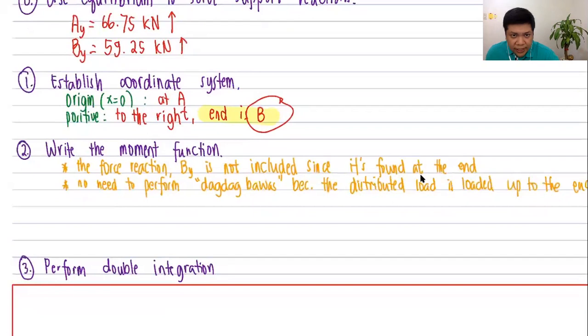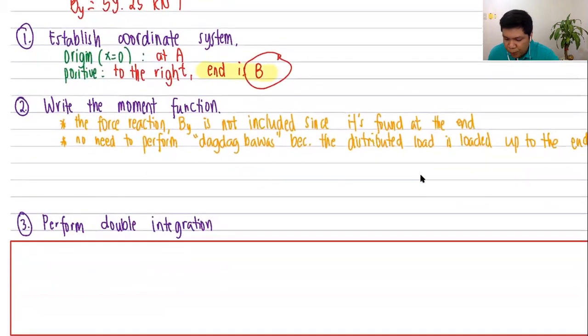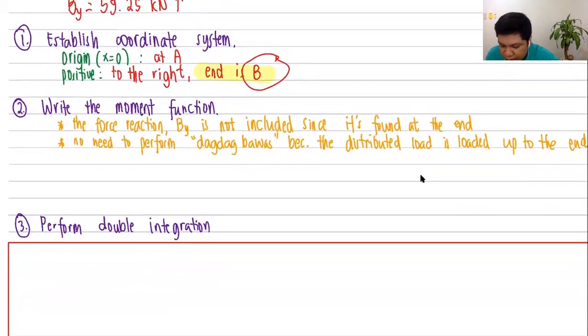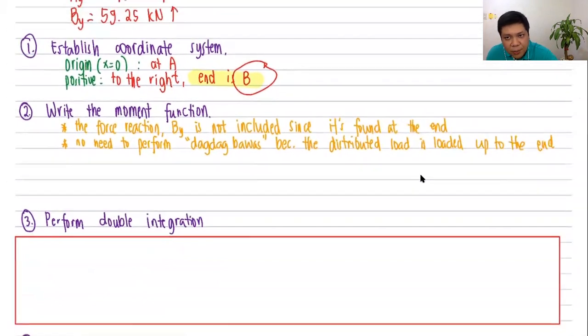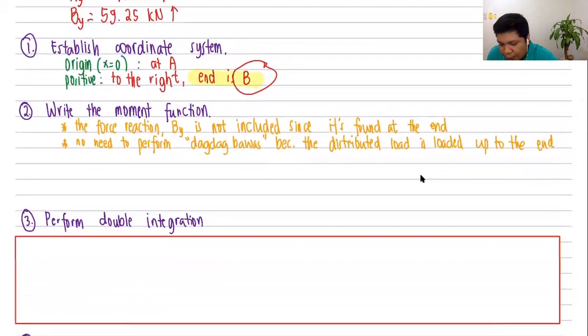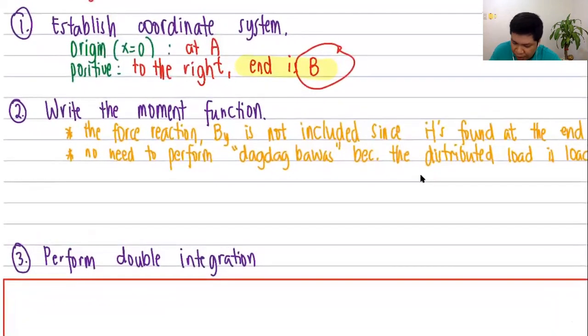Then, look at the second reminder. Do I need to perform dagdag bawas? I actually do not need to perform dagdag bawas. Why? Because the distributed load is actually loaded up to the very end of the beam. Therefore, I can now write my moment function.